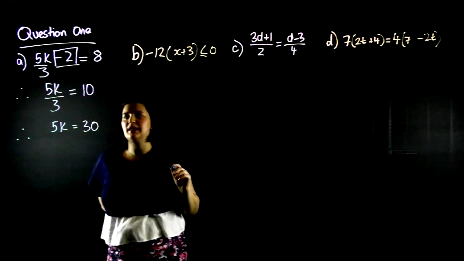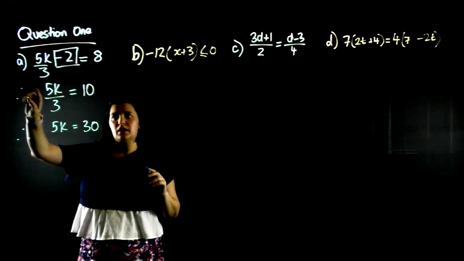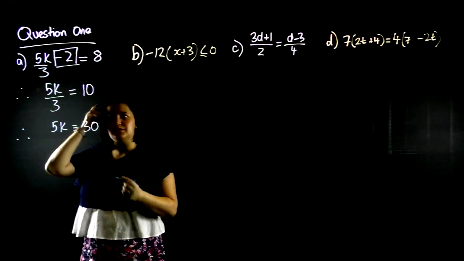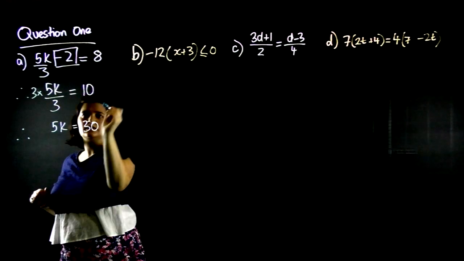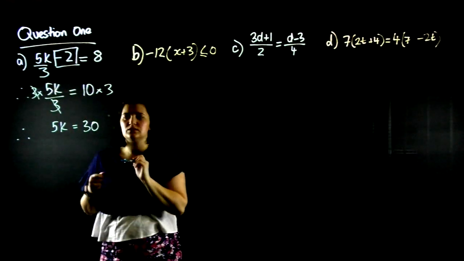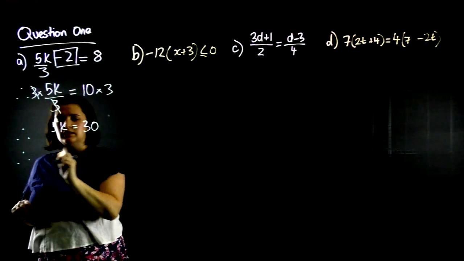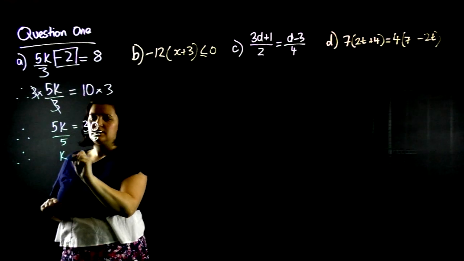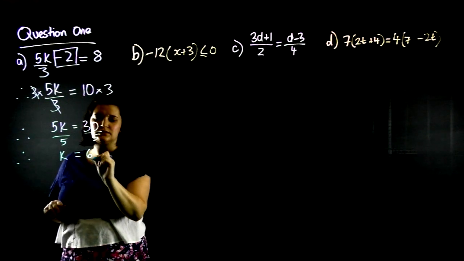Now, a really common mistake that a lot of you made was when you times everything by 3, you also multiplied the top of the fraction by 3, when really I've got 3 times 3 on both sides, and these cancel. So it's not 15k. So now I'm dividing both sides by 5. K equals 6.